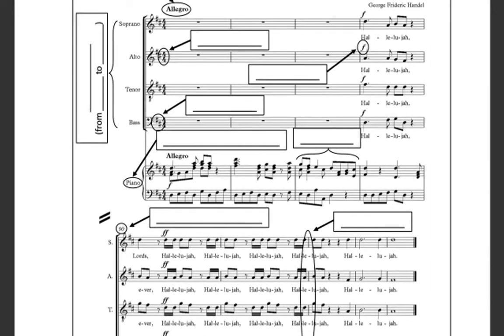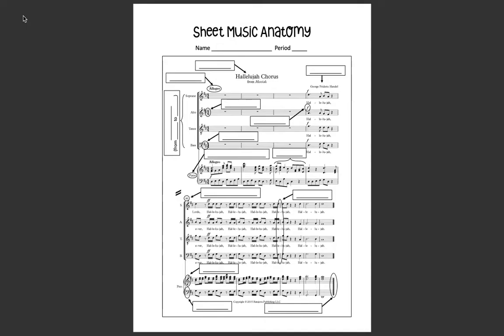Friends, welcome to a digital lesson about the anatomy of sheet music. Anatomy refers to the parts of something. So usually we hear that word when we're talking about our bodies, like certain muscles, like your diaphragm or your lungs or your ribs. But we're going to use that term today to talk about parts of your sheet music.